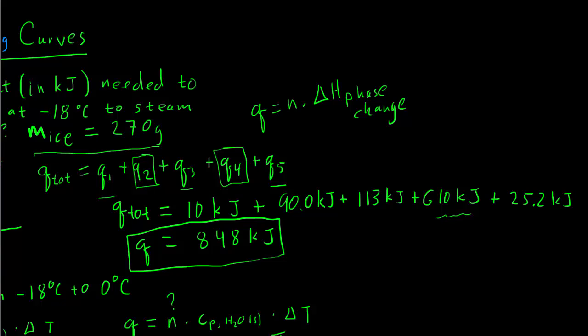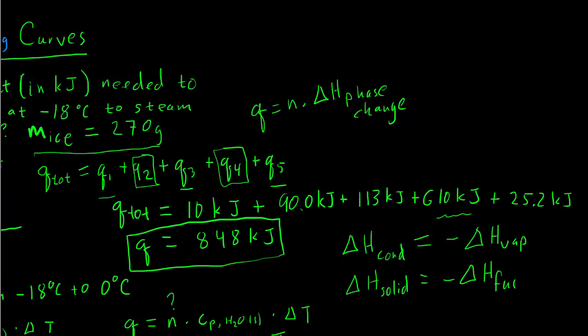Oh, and by the way, if we ever were doing a problem where we needed the delta H of condensation, how would you find that? Well, you might not find that in a table, but we can use this fact: the molar enthalpy of condensation is the reverse of vaporization. So it's just going to be equal to the negative of the delta H of vaporization. Similarly, if we needed the delta H of solidification, that's just going to be the negative of the delta H of fusion.